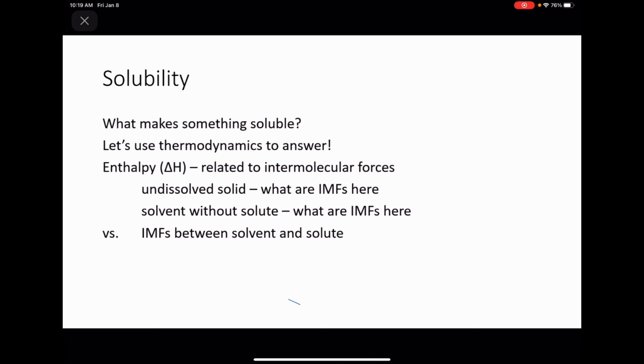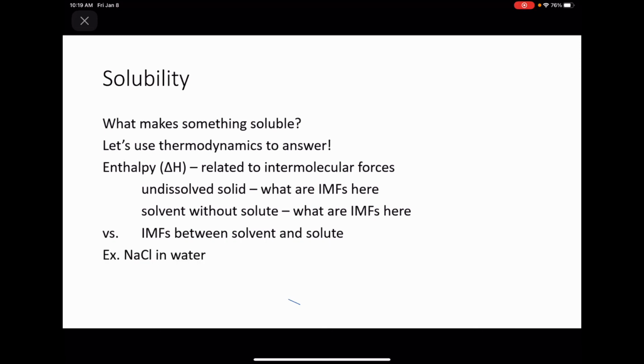So are there favorable intermolecular forces? In other words, is there hydrogen bonding between the solvent and the solute that would make it favorable to go from a solid to a solution, or from a solvent to a solution? So you'd have to weigh all the intermolecular forces.